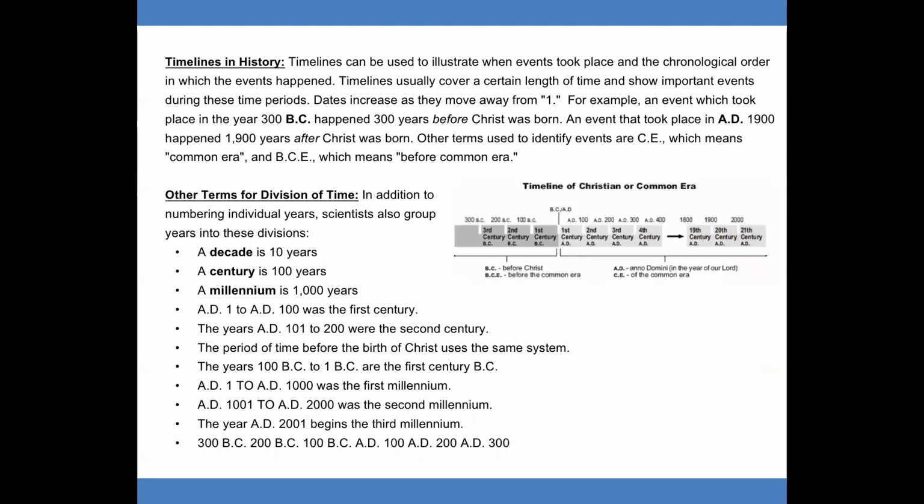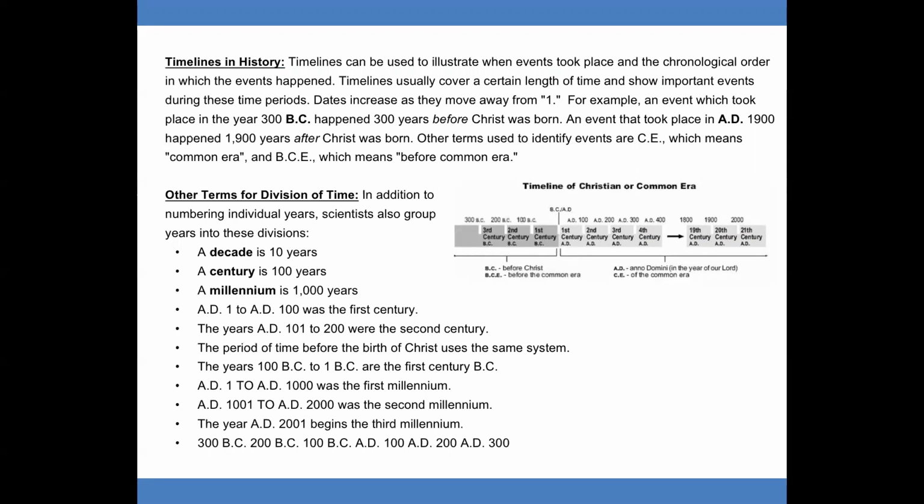Timelines in history. Timelines can be used to illustrate when events took place and the chronological order in which the events happened. Timelines usually cover a certain length of time and show important events during those time periods. Dates increase as they move away from one. For example, an event which took place in the year 300 BC happened 300 years before Christ was born. An event that took place in AD 1900 happened 1,900 years after Christ was born. Other terms used to identify events are CE, which means common era, and BCE, which means before common era.